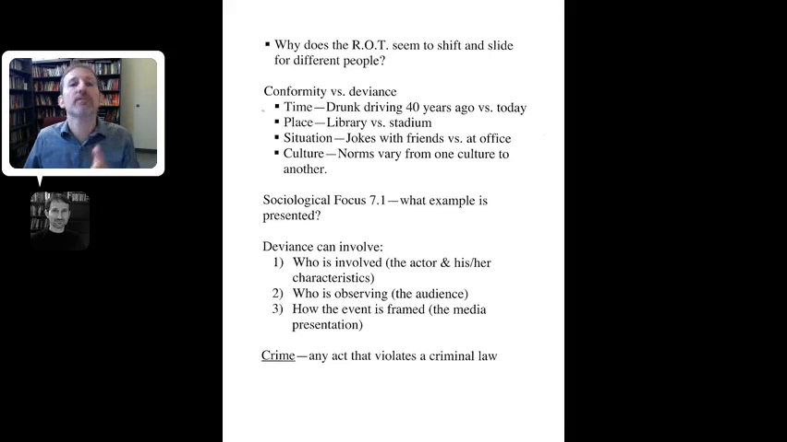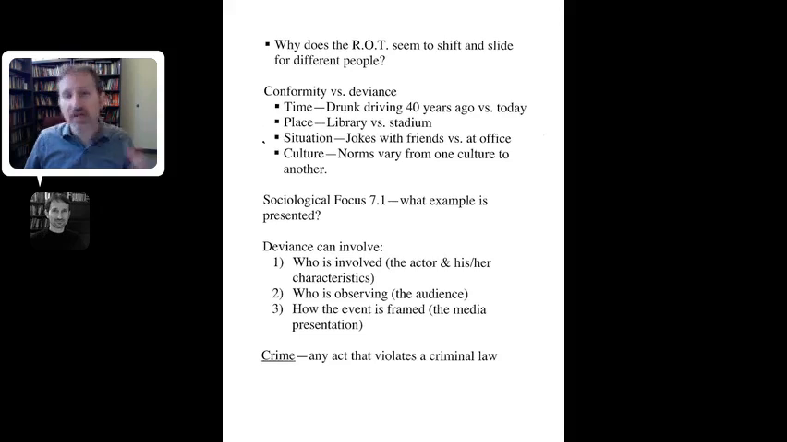Eventually, though, the social movement, Mothers Against Drunk Driving, helped to make that a change in law so that it was criminal, along with technology like breathalyzers. So that means that what counts as deviant or criminal changes over time. The place also makes a difference. If you're in a library, the way you would comport yourself, the behavior that's acceptable, is of course very different from if you're at Memorial Stadium, for example.